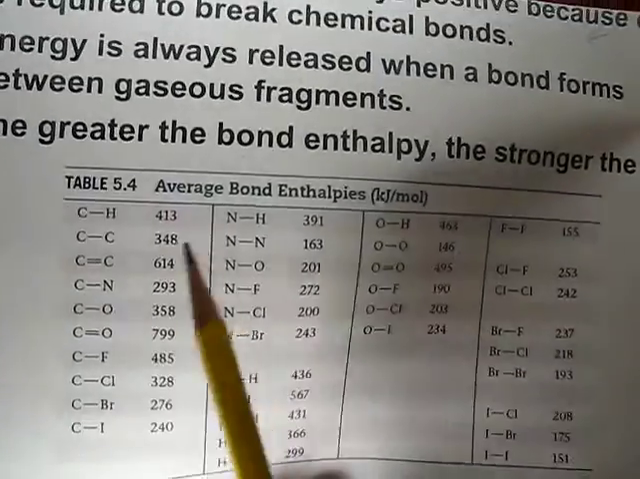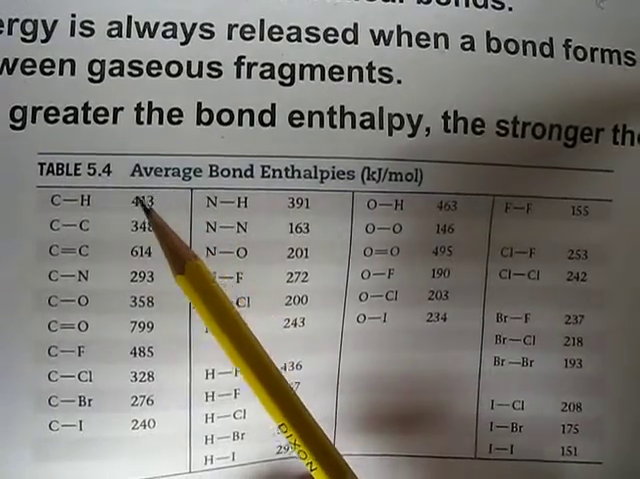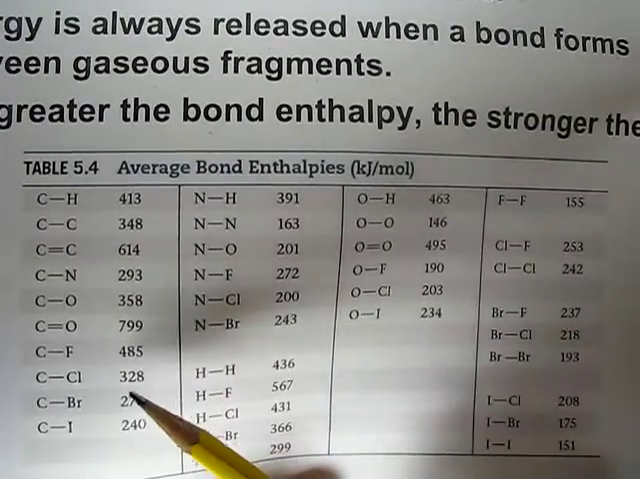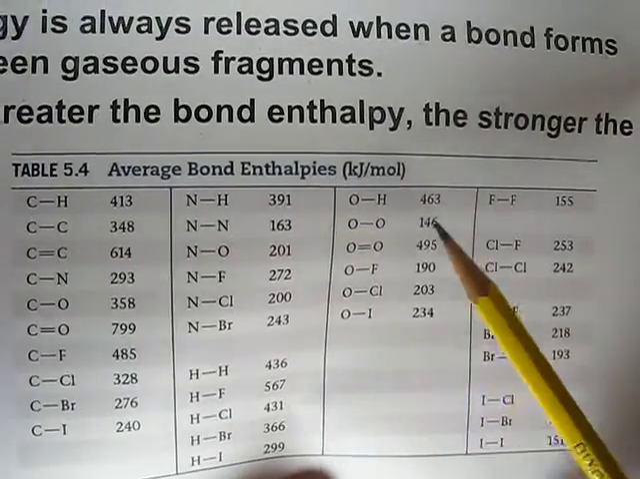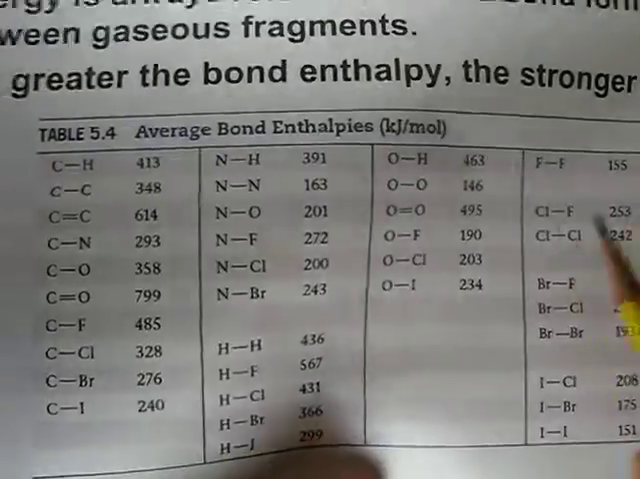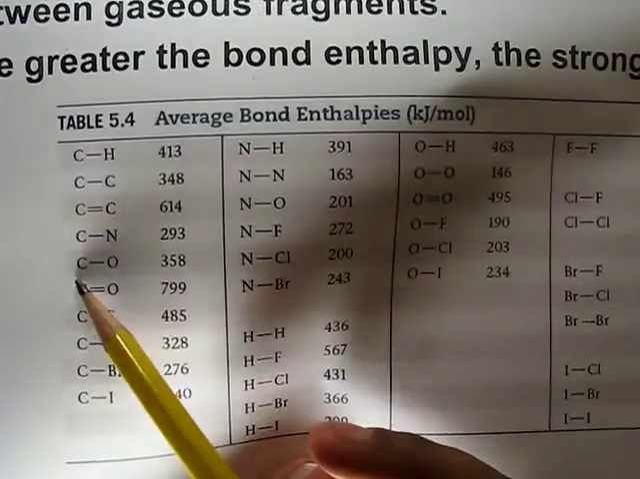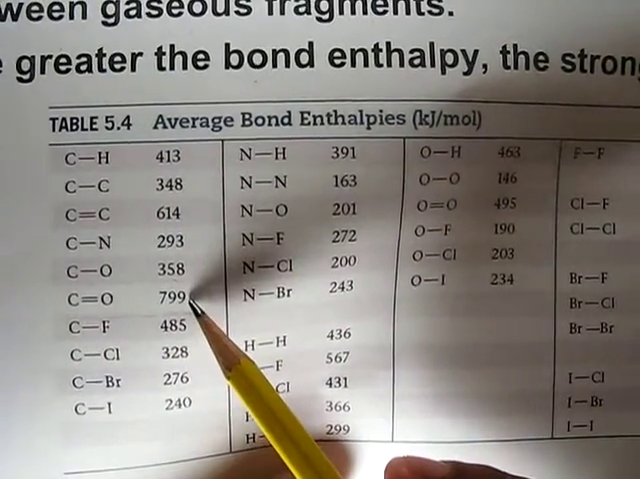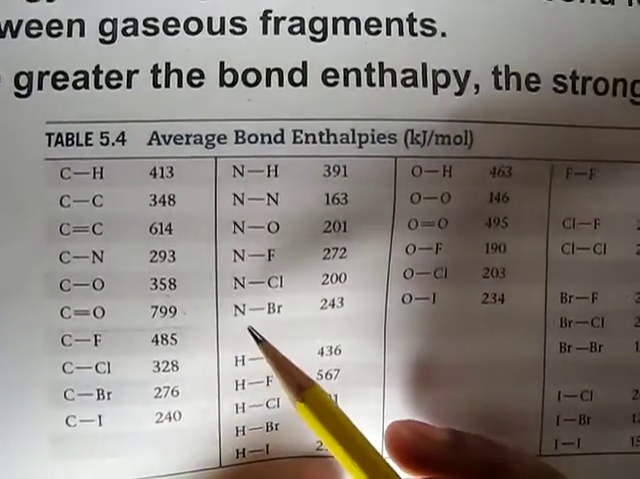So here is the table that shows the average bond enthalpy in kilojoule per mole. So for 1 mole of carbon and hydrogen to break is 413, for nitrogen and hydrogen is 391, oxygen and hydrogen is 461. If you see this whole table, the greatest number is here, carbon double bond O, carbon monoxide gas. It looks like this bond is very stable, and there are 2 bonds, so it requires a lot of energy to break this one.